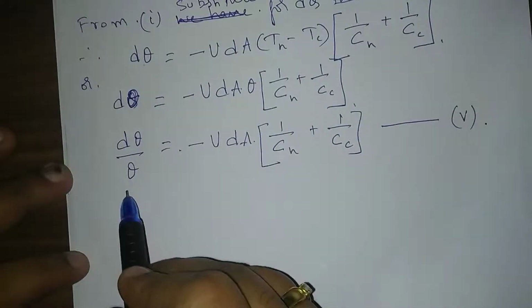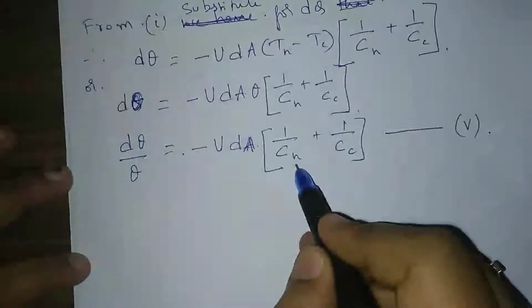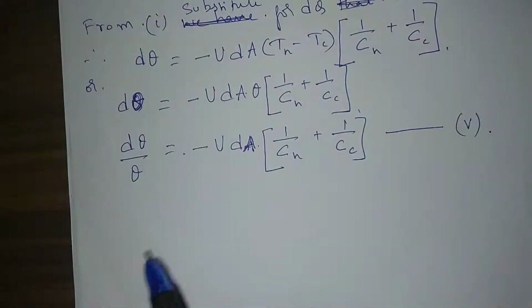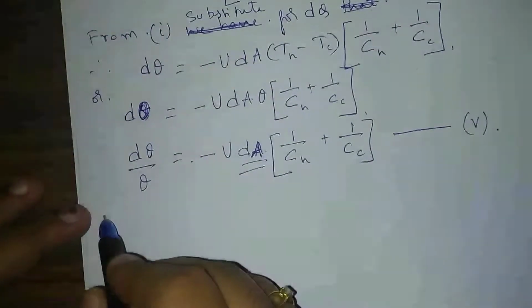So d theta by theta is equal to minus U dA into 1 by Ch plus 1 by Cc. So we have now gone into a generalized form from a small differential area. As you saw, we need to eliminate somehow this dA. So how do we do it? Let us try to integrate.